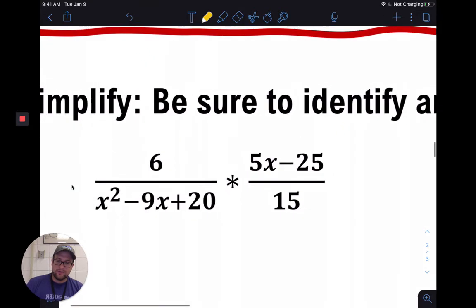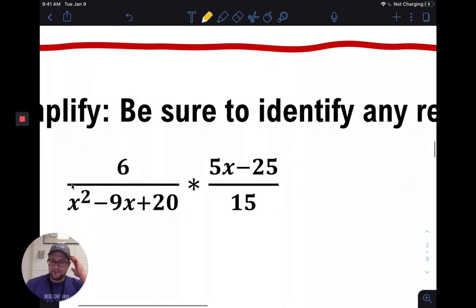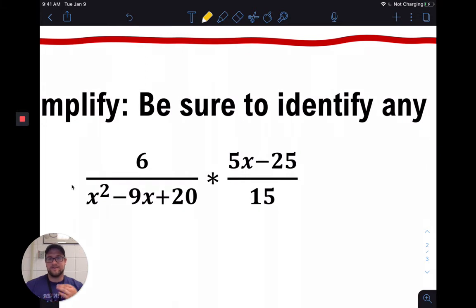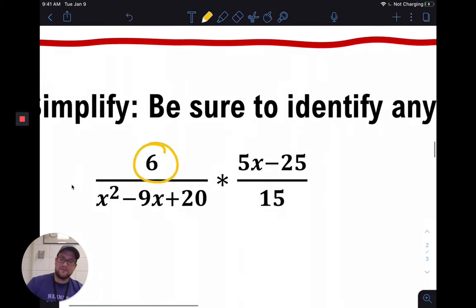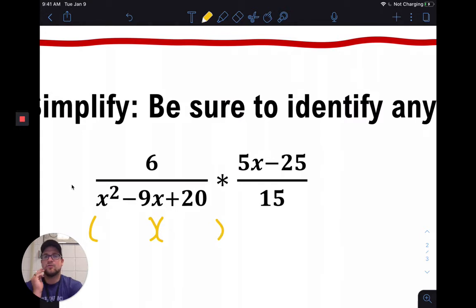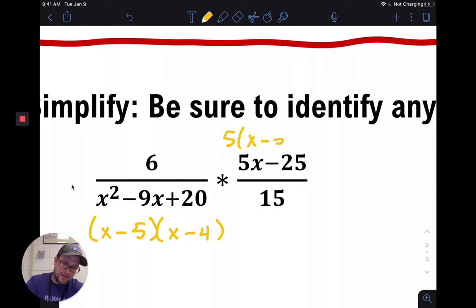Here's how we're going to handle this problem. Ladies and gentlemen, I always suggest factor immediately. So this 6 obviously is not able to be factored. Looking across at the bottom here, I have an x squared minus 9x plus 20. That will be able to be factored into an x minus 5 and an x minus 4. Looking at the top on my second one, I could pull a 5 out of both of those terms, and I'd be left with an x minus 5.